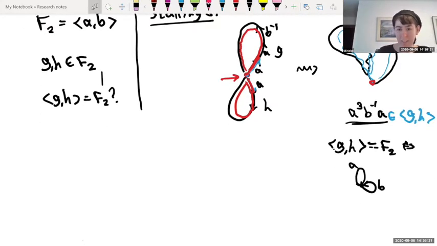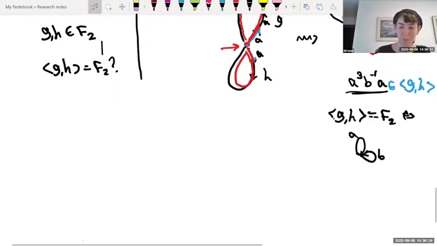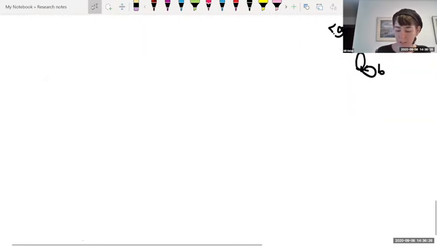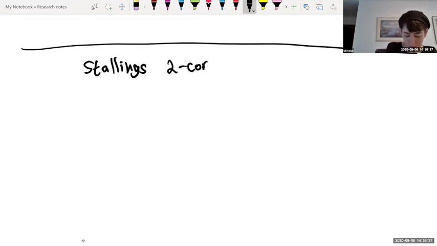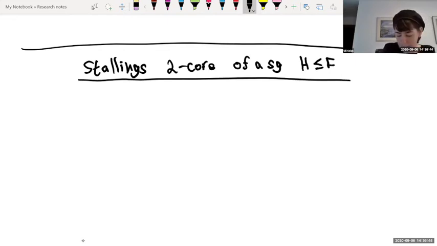So let's go back to subgroups of Thomson group F. What we would like to do is have an analogous construction. We are going to call it the Stallings two-core of a subgroup H of F. This is basically a general construction for subgroups of diagonal groups due to Guba and Sapir, but I'm only going to give it in the case of subgroups of F.